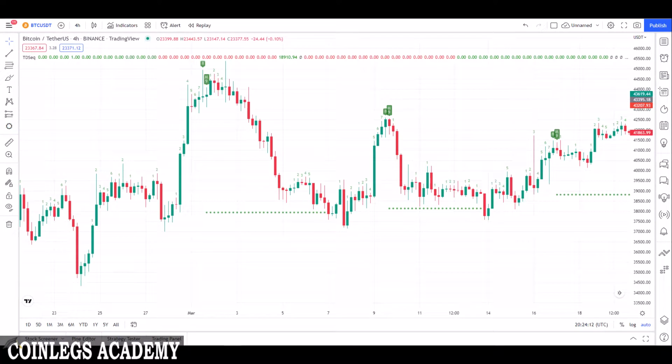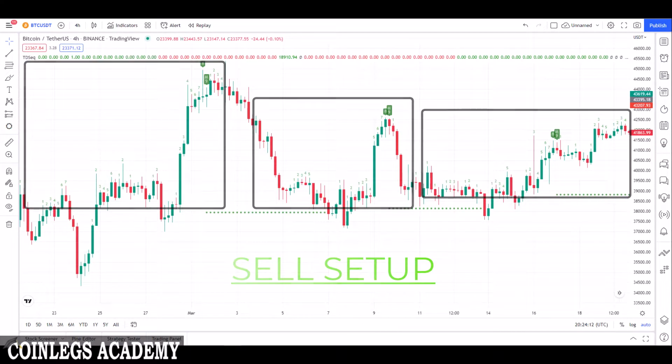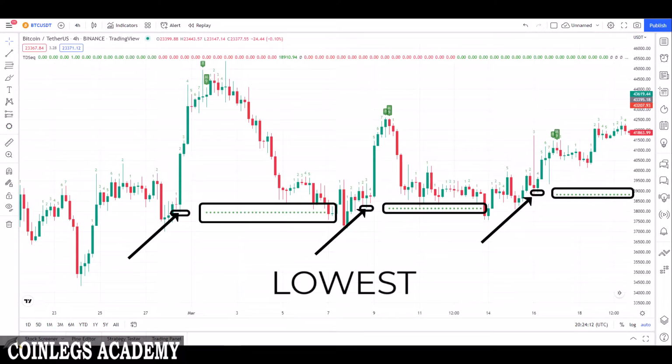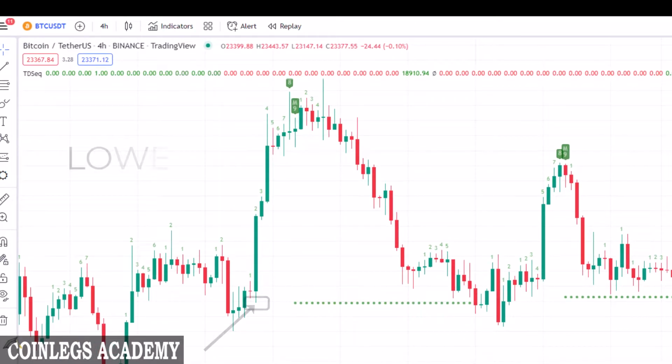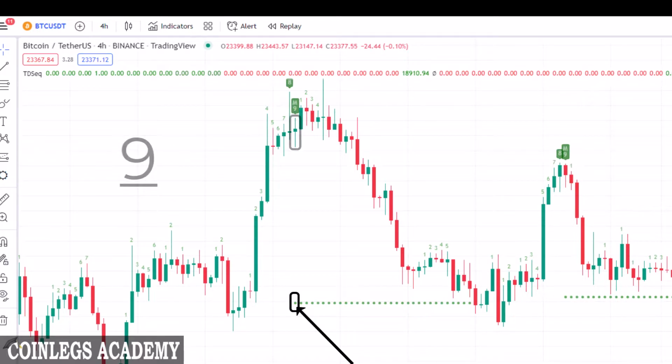Support levels are formed by green counts, in other words, sell setup. The starting level of the support level is the lowest candle level a completed 9-point sell setup has. As you can see, the lowest level in the setup here is in this candle. Also, the support level is determined by using the lowest level of the sell setup. But for the starting point of the support level, it will start with the 9th candle of the sell setup.